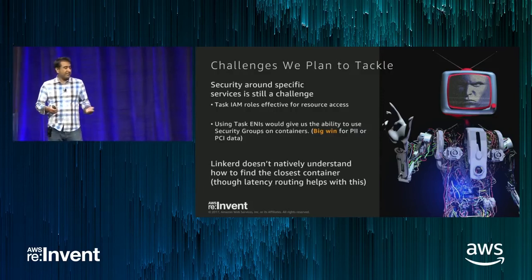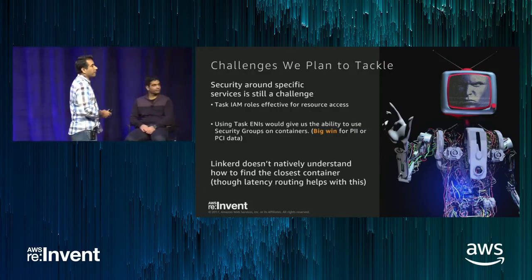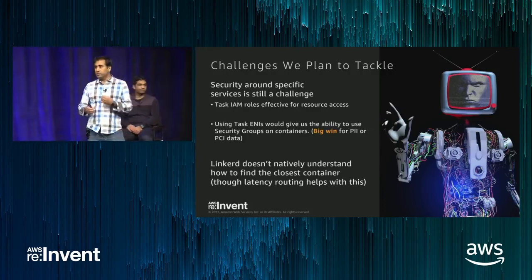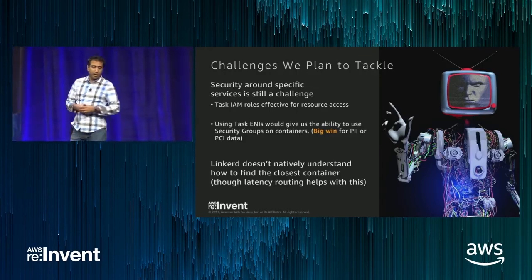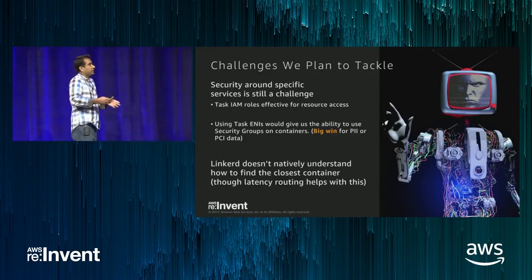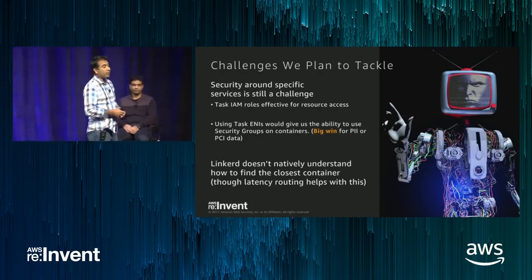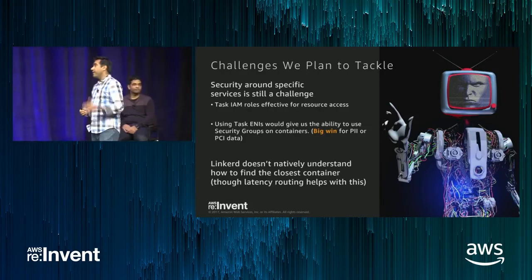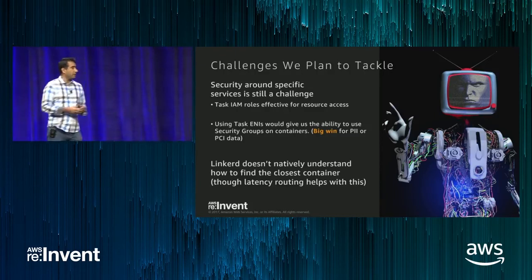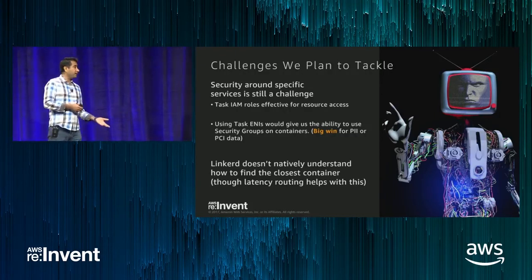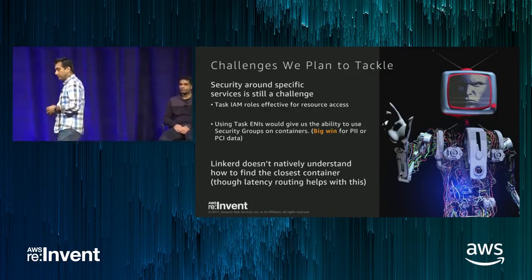Another thing is that right now Linkerd doesn't really natively understand how to find the closest container. It does do some of this through the latency routing, because it'll try to pick containers that are lower latency, but it doesn't really understand that, hey, I wanted to talk to a container that's maybe on the same instance or in the same availability zone and then in the same VPC, right? Although there are some tricks that we can do with the service discovery backend, and again, because we think of it as a microservice type architecture, we can do that.